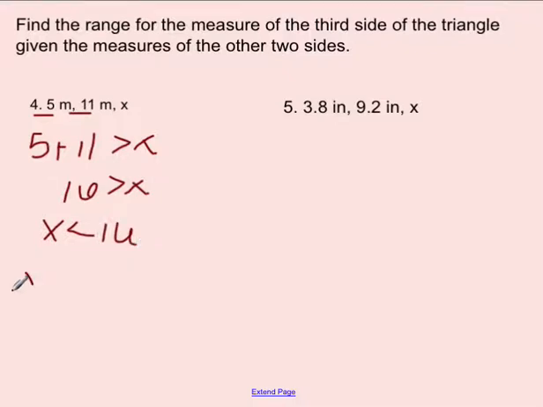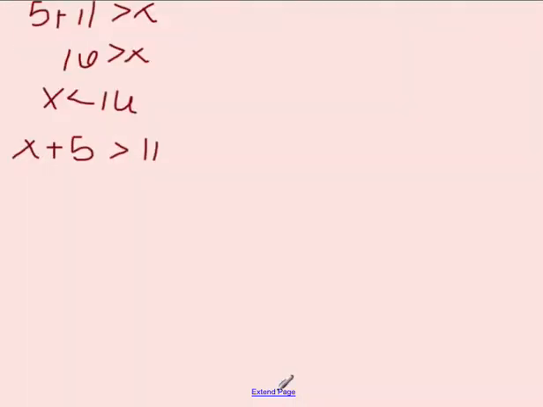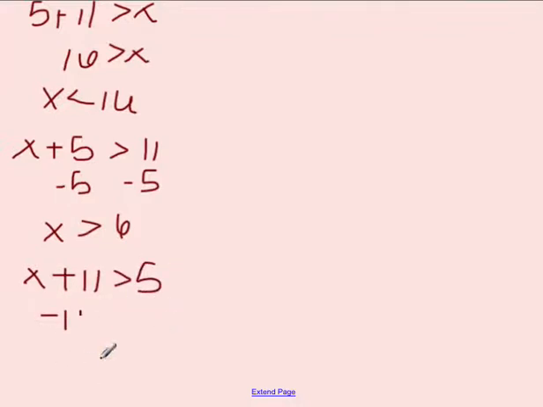We also know that x plus 5 needs to be greater than 11. So now we're going to solve that for x. We're going to subtract 5 from both sides, and we get that x is greater than 6. So x is less than 16, x is greater than 6. Let's go ahead and try out that third side. x plus 11 needs to be greater than 5. So we need to subtract 11 from both sides, and x is greater than negative 6. Well, we never have negative distance when we're talking about a triangle, so we're going to go ahead and get rid of that one.